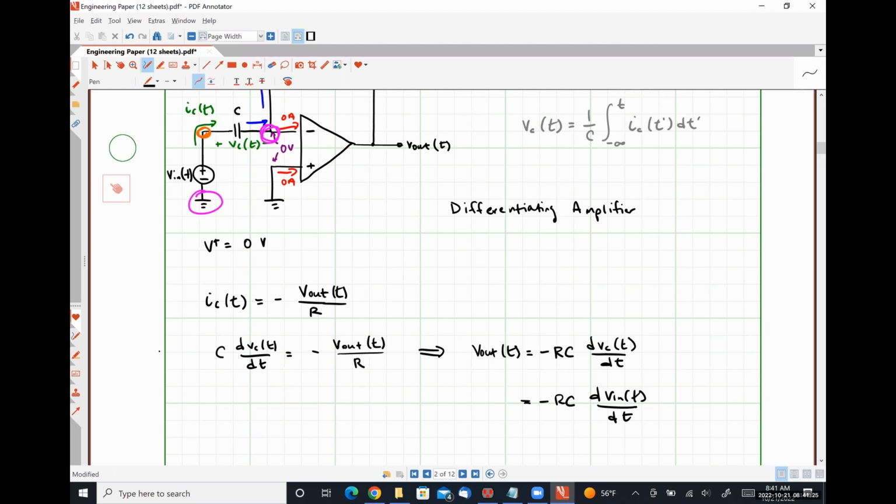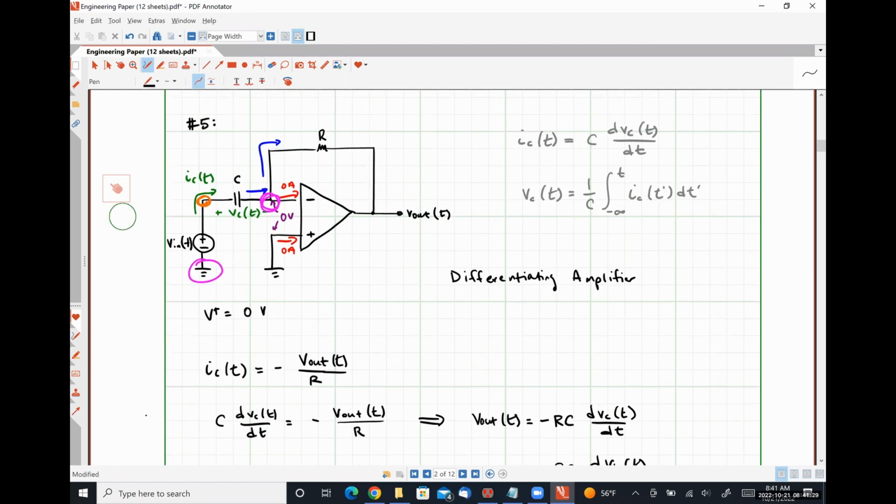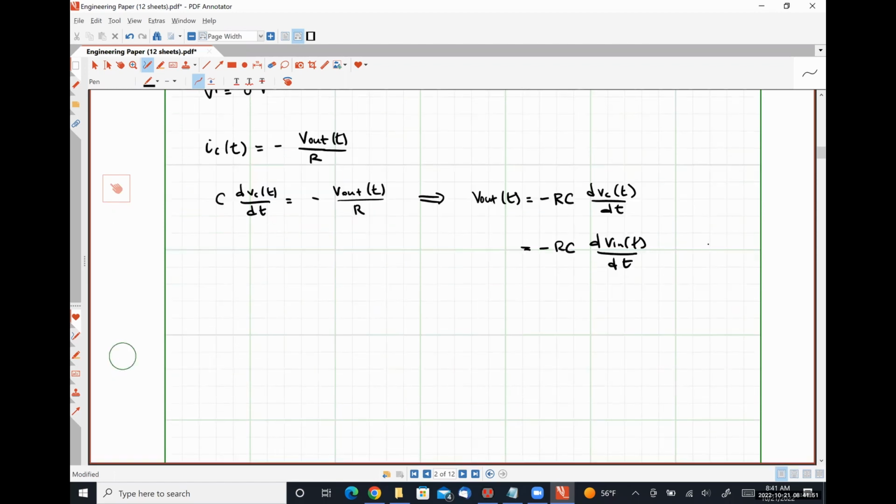So our last circuit that we're going to look at is this exact same circuit, except we're going to swap the placement of the resistor and the capacitor. What do you guys think is going to happen? Integration. So if we have the resistor in the feedback loop, we have differentiation. If we have the capacitor in the feedback loop, we're going to get integration out of it. And I'll prove it to you.